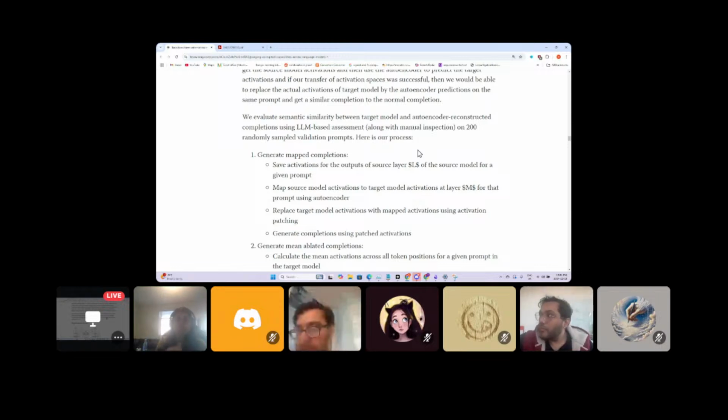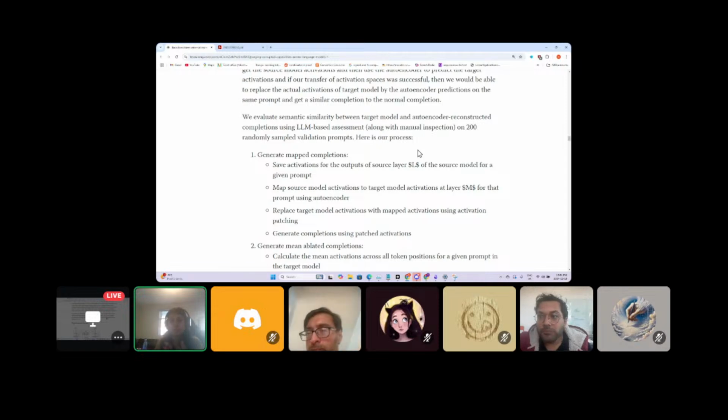And then you take the source model activation, you use the autoencoder to get the target model activations on the whole prompt, and then you patch that into the target model. That should behave similarly as if you just did not patch anything, right? Because that's what the autoencoder learned. It learned how to map activation spaces. So it learned how to simulate the activations on the prompt from the source model, right?